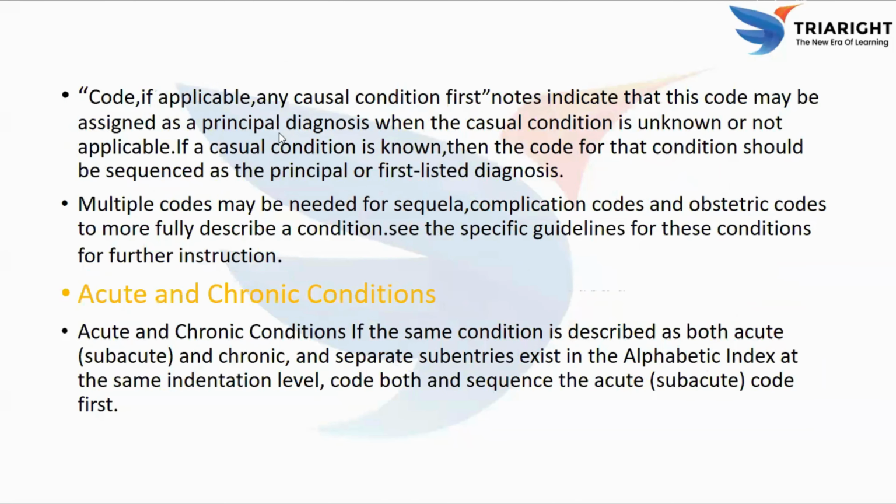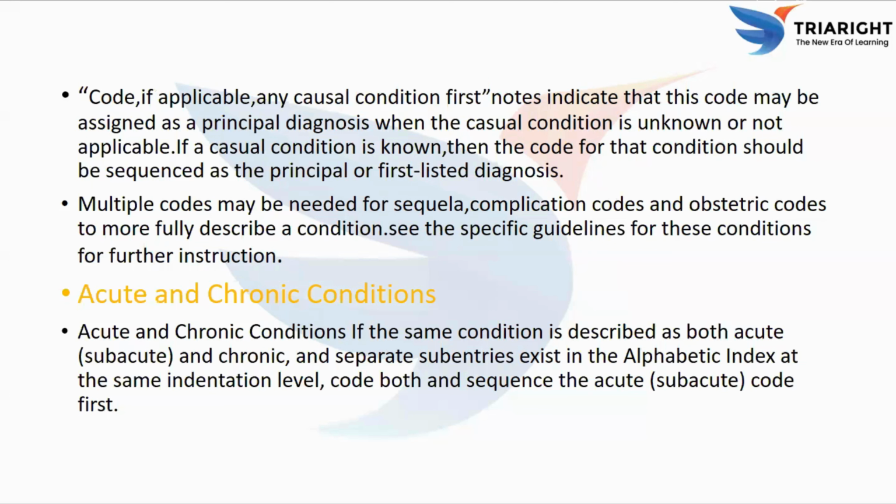Code also is applicable, and any causal condition first. What does this note mean? This note tells you to code the cause if known, before coding the condition that results from it. If the cause is unknown or not applicable, then you can use the condition code by itself. Whenever you know the cause, just code it before the condition resulting from it. Whenever the cause is unknown, you use the condition code by itself. There is no need of coding the cause again.